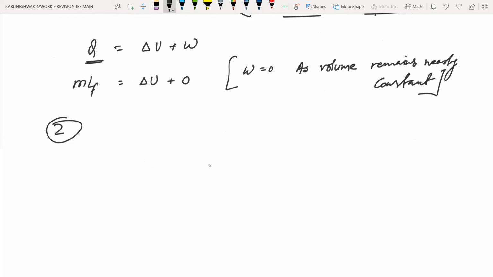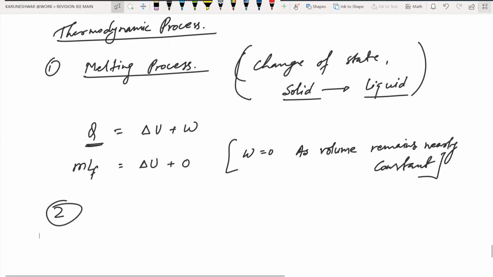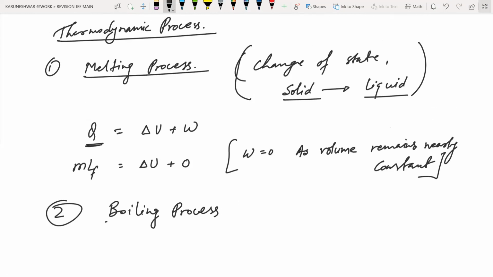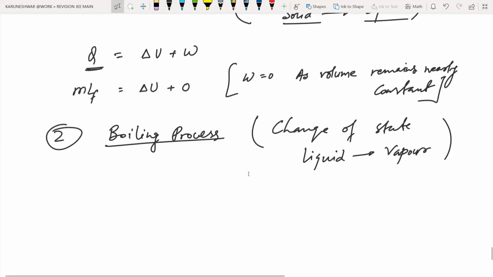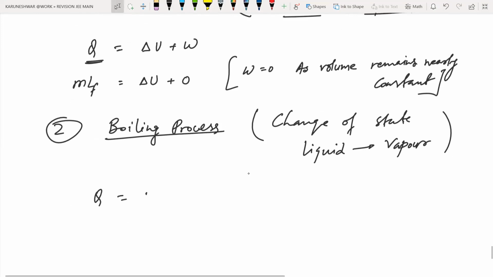ठीक है। दूसरा प्रोसेस है हमारे पास, मेल्टिंग के बाद जो प्रोसेस है वो है बॉइलिंग प्रोसेस। तो बॉइलिंग प्रोसेस में भी हम जानते हैं कि जब बॉइलिंग होगा तो उस केस में भी चेंज ऑफ स्टेट होगा। इसमें लिक्विड से वेपर होगा। तो जब लिक्विड से वेपर जाएंगे तो इस केस में हम फर्स्ट लॉ ऑफ थर्मोडायनेमिक्स को यूज करते हैं, ΔQ इज इक्वल टू ΔU प्लस W। तो क्या हम इसमें इस रिलेशन को यूज कर सकते हैं?